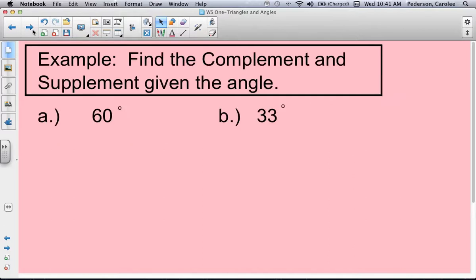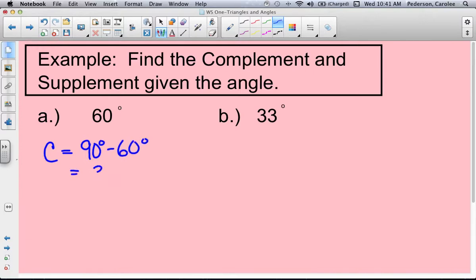Let's go on and just do a couple quick questions here. Here is an angle of 60 degrees. Find its complement and its supplement. So to find the complement, it's what two angles add to 90 degrees. So you can take 90 degrees minus your given angle, and you get 30 degrees.